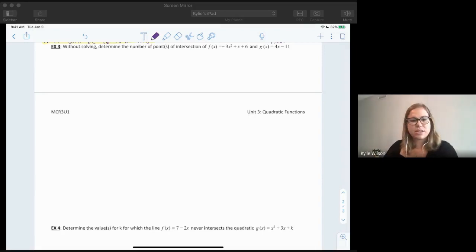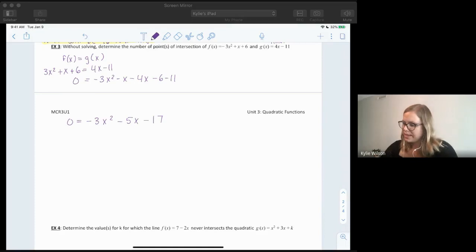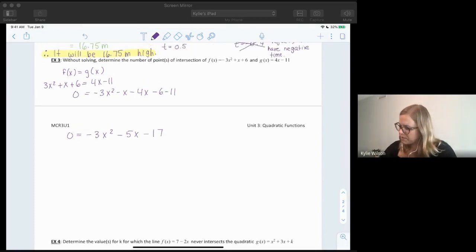So we're going to start by setting them equal to each other. So we'll have f of x equals g of x. And now we'll write them out. We have negative 3x squared plus x plus 6 is equal to 4x minus 11. Now I'm going to go through and simplify that and set it equal to 0 again. So no new steps. All I did is I moved all of the terms over, and then I'm just going to collect some like terms. Just making sure I didn't lose any negatives along the way.